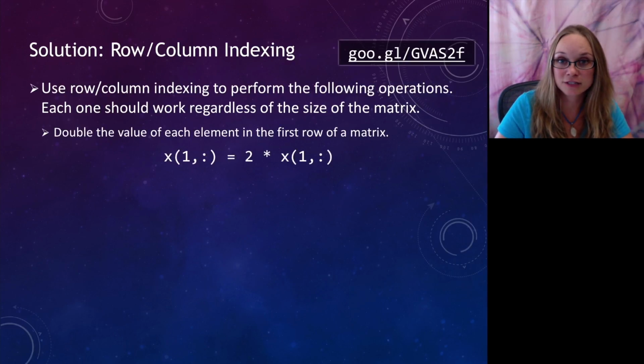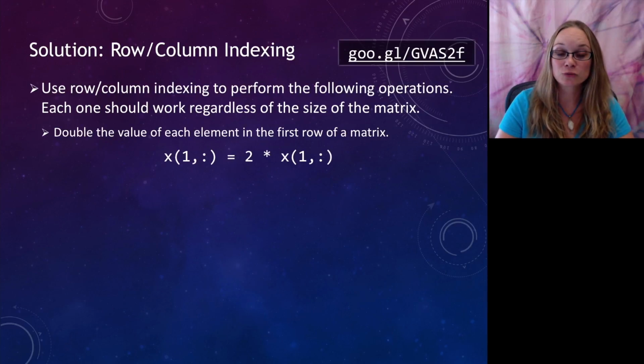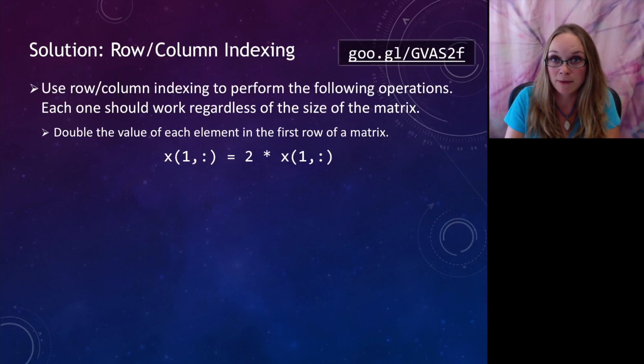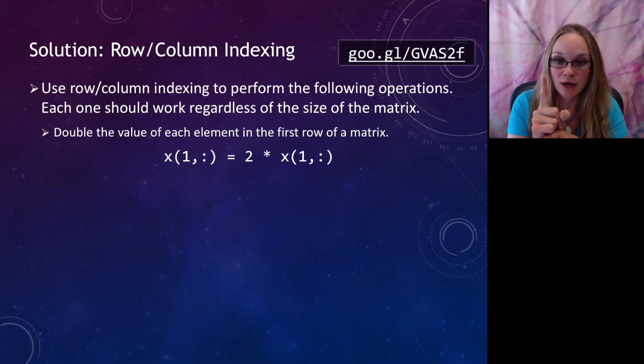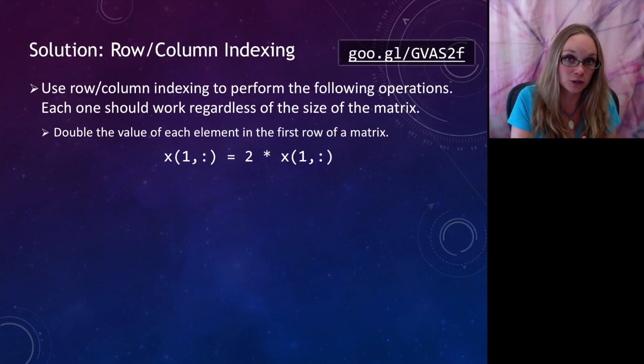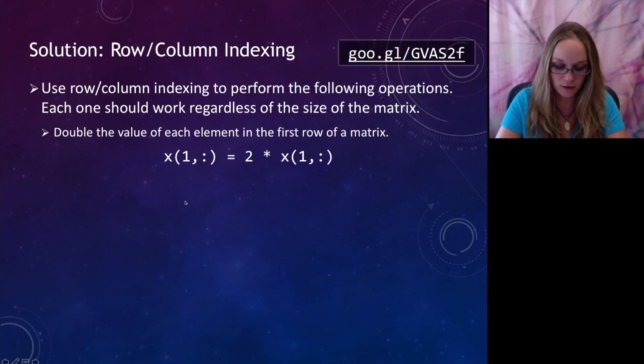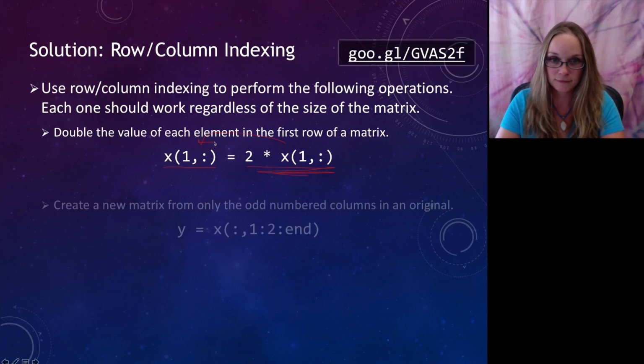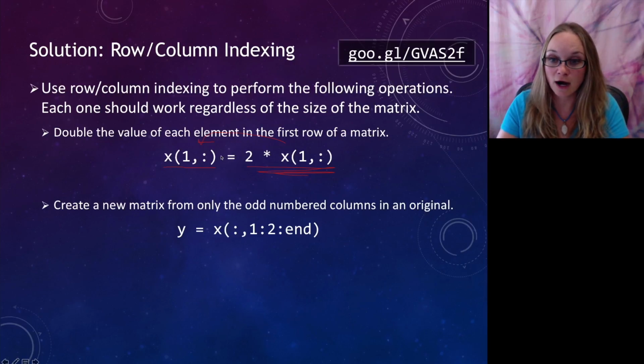All right, so here are some solutions to how you would do this. First one, to double each value of an element in the first row. Double means 2 times the value. If you take x(1,:), 1 means get row 1, and the colon means get everything in that row. So that's the whole row. And then you can save that back into the original matrix because they match. That's why you've got x(1,:) on the left side. We're going to do the calculation here, but then store it back to where it came from.